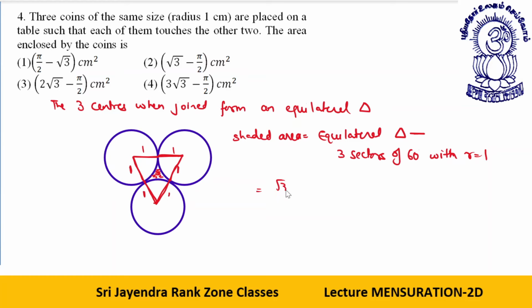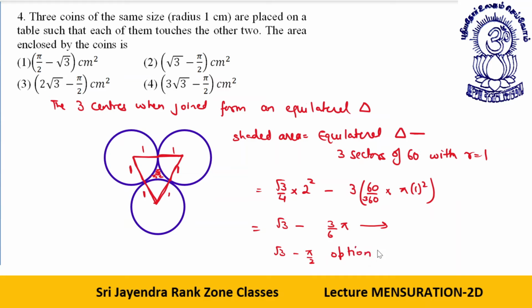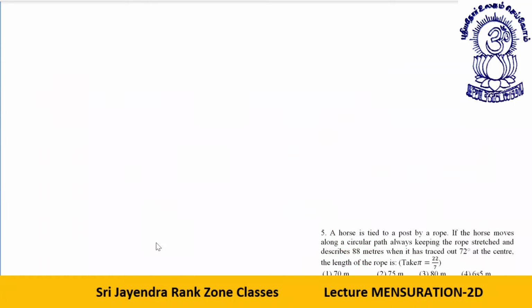So this gives you root 3 by 4 into 2 square minus 3 into 60 by 360 into pi into 1 square. Root 3 minus 3 by 6 pi, or this is root 3 minus pi by 2. Do we have any such option? Option number 2 is the answer. I hope this is clear to everyone. Fine. Let's take one more question of this type. Let's proceed further.